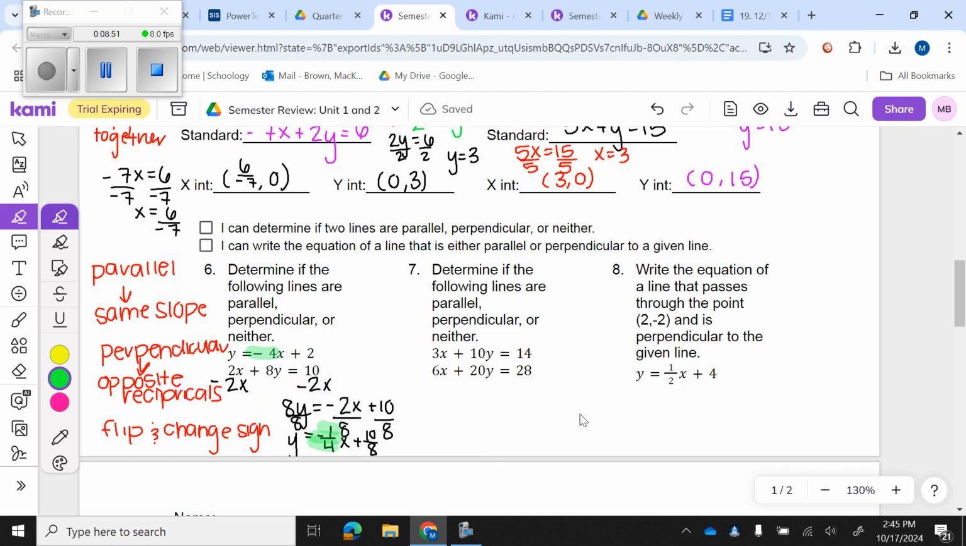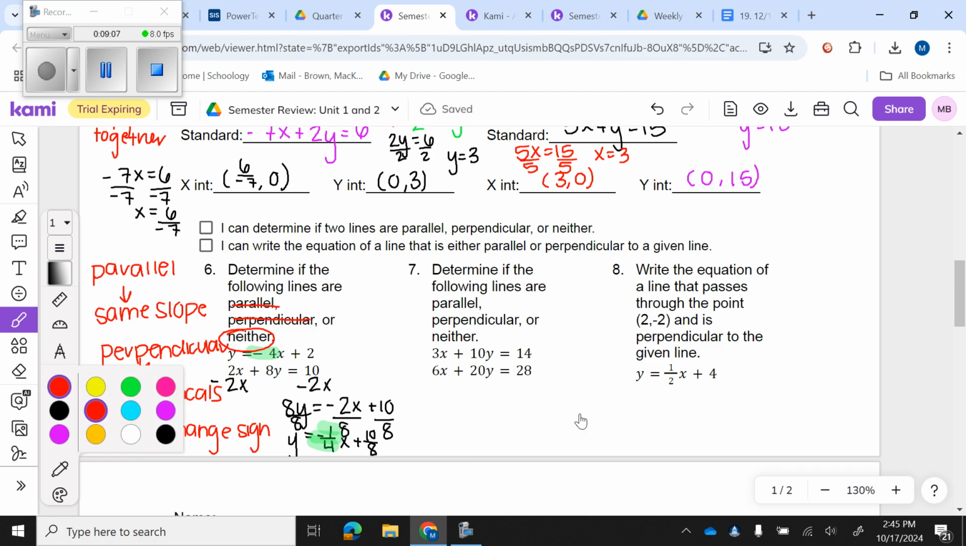That's my slope. So I know they're not parallel because they're not the same. Now I have to decide if they're perpendicular. Well, they did flip it, but because they're both negative, they did not change the sign, so they're not perpendicular. So these would be neither.